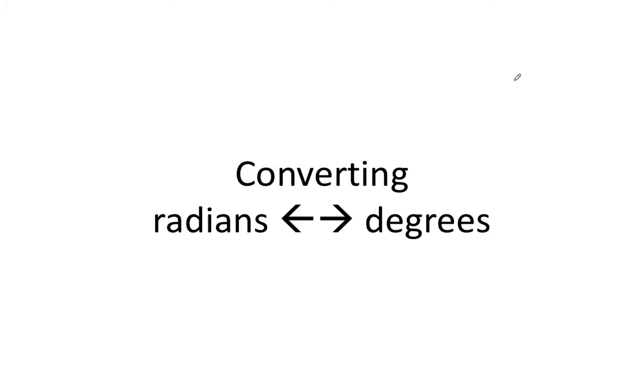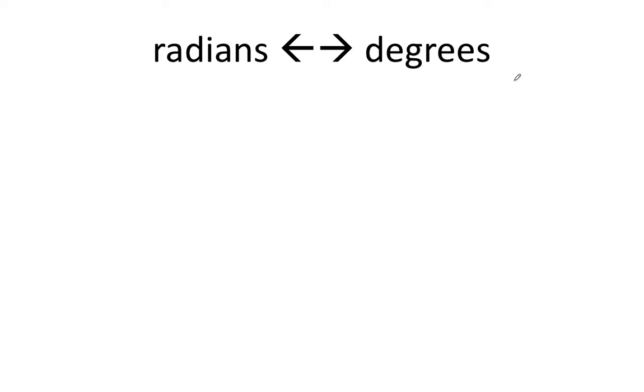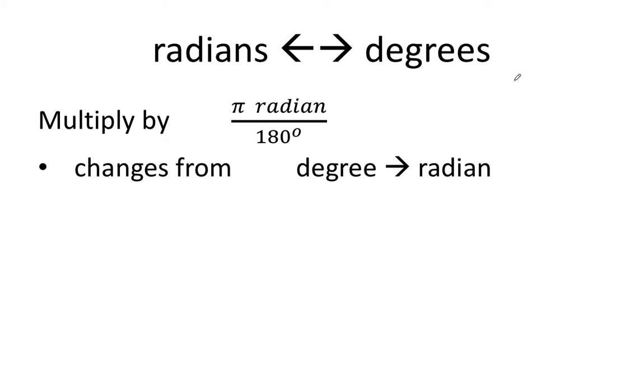All right. So now how do you convert from radians to degrees, or degrees to radians? How do you switch between those two measures of the angle? So if you wanted to change from degrees to radians, you would multiply by this. Pi radians divided by 180 degrees. Because the top and the bottom of this fraction is equal, this is the same as multiplying by 1. So it will not change how much, or the value of that angle.